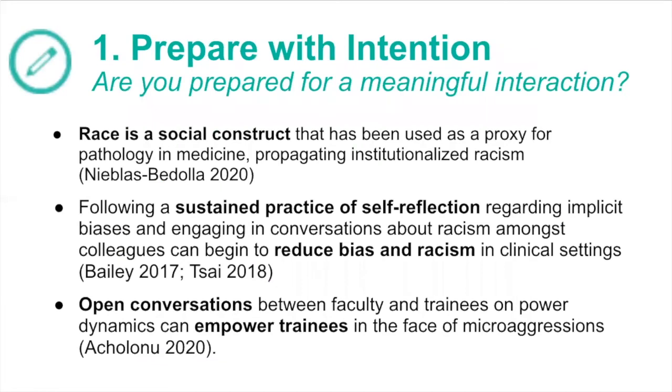To start us off, the first Presence 5 for racial justice practice is prepare with intention. Are you prepared for a meaningful interaction? Our literature review provided evidence suggesting that, firstly, race is a social construct that has been used as a proxy for pathology in medicine, propagating institutionalized racism.